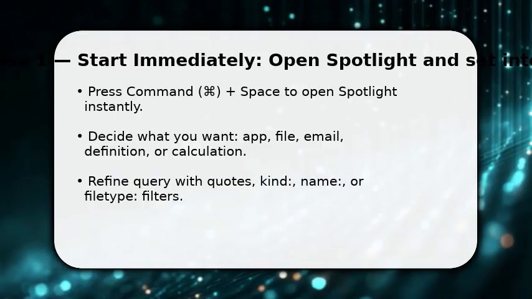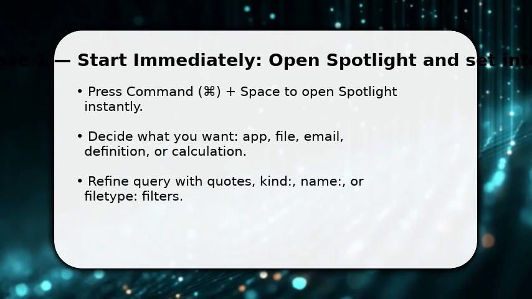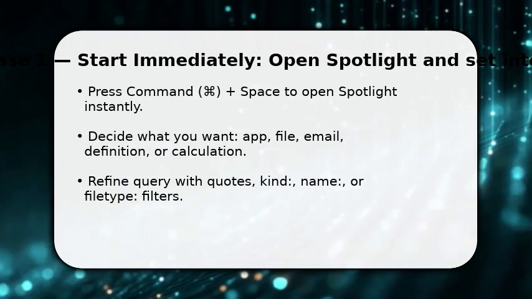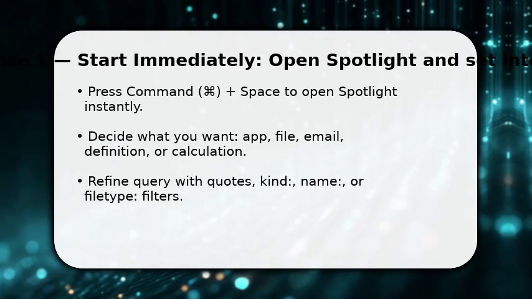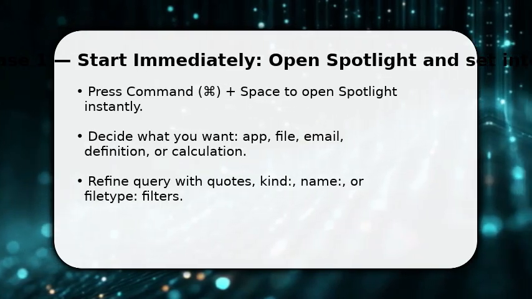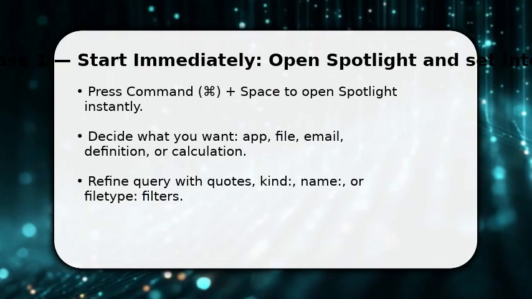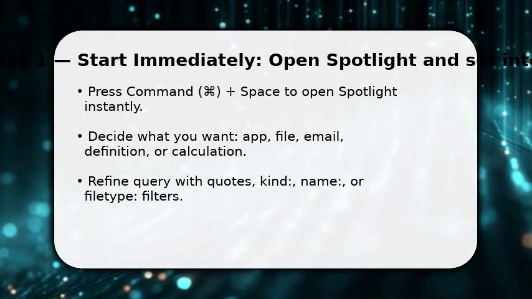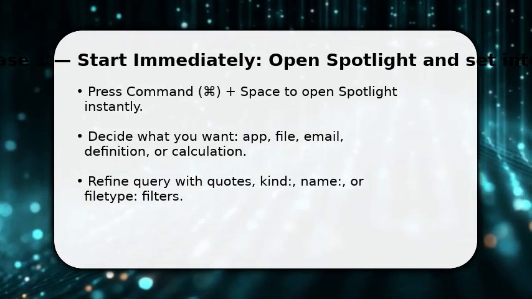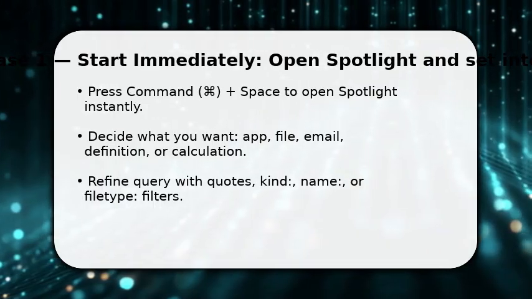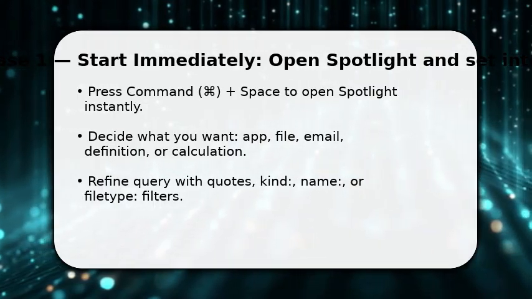You begin by opening Spotlight with Command Space. Do it now. Type a concise query, for example, an app name or a file name. Once done, narrow results by adding modifiers like kind:app or name:quarterly report to reduce noise. Use quotes for exact matches and file type:PDF to find documents fast. You're aiming to get direct results, so keep terms specific.